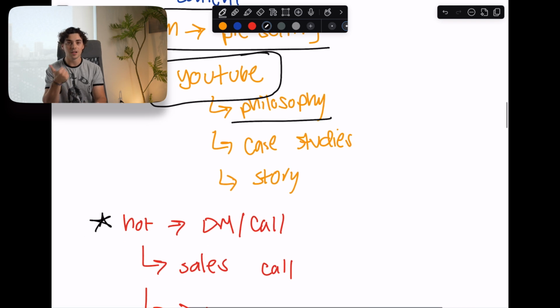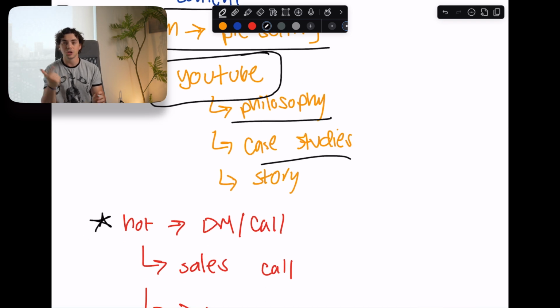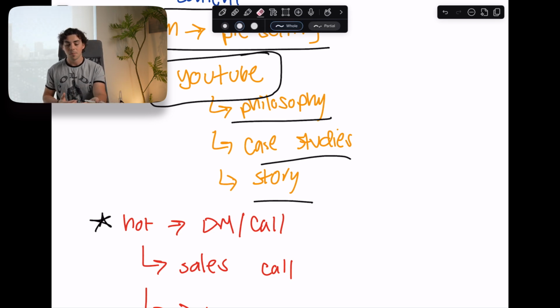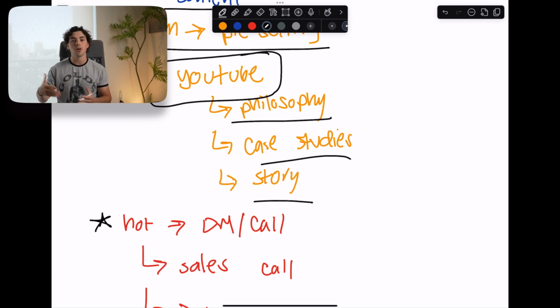So we show people our philosophy. We show people case studies. We show people proof. We need proof, okay, that we can do what we say we can do. And the last one is we show people our story. Some people refer to this, marketers like Russell Brunson, as your hero's journey. So how you went through the same problems that your ideal client's going through, and how you stumbled upon the solution, how you stumbled upon the thing that you're now selling them, and why you're selling it to them, because it changed your life, right?